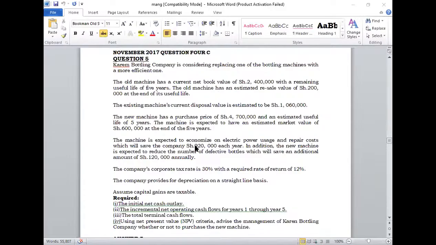So they want us to give them the initial outlay. The incremental net operating cash flows from years 1 through years 5. We have the total terminal cash flow, and then using net present value criteria, advise the management of current bottling company whether or not to purchase the new machine. Quite interesting, ladies and gentlemen.